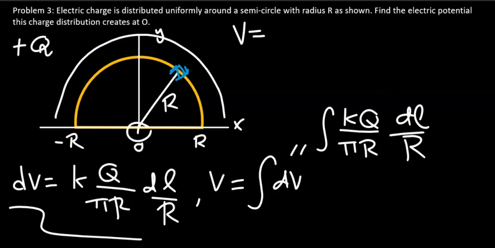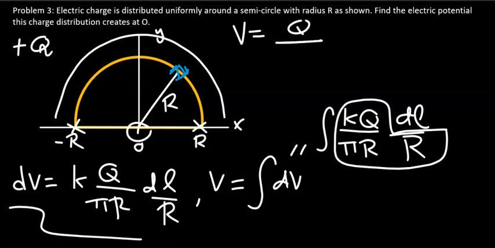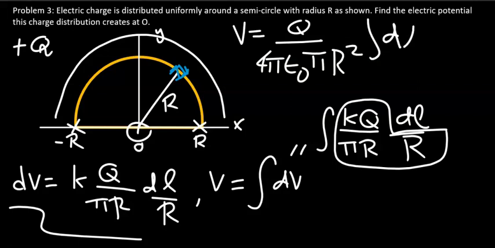So let's simplify that integral. k is 1 over 4 pi epsilon naught. Let's bring all the constants out. These are all constants. As you move from here to there, r does not change. r is the radius of that semicircular ring. So that is q over 4 pi epsilon naught for k, pi r squared, integral of dl.